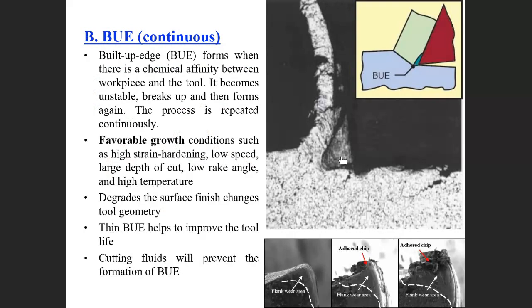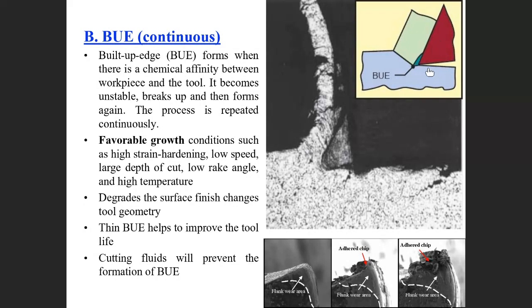Next is the build-up edge, a continuous chip with a build-up edge. This is a part of the build-up edge. The build-up edge actually is a part of the chip that sticks to the tool. This is a tool. Can you see that? While cutting, part of a chip sticks to the tool. Stick with the tool means it instantaneously adheres to the tool, and becomes a secondary edge of the tool, part of the tool.